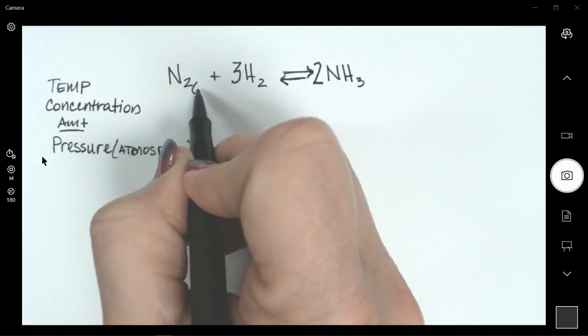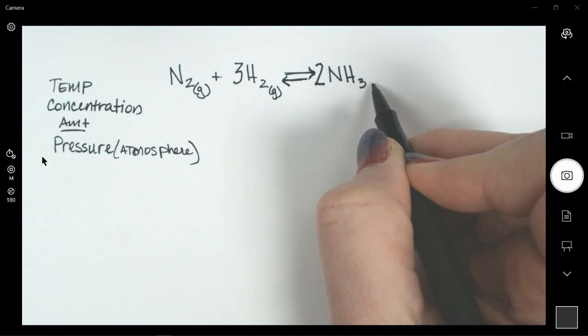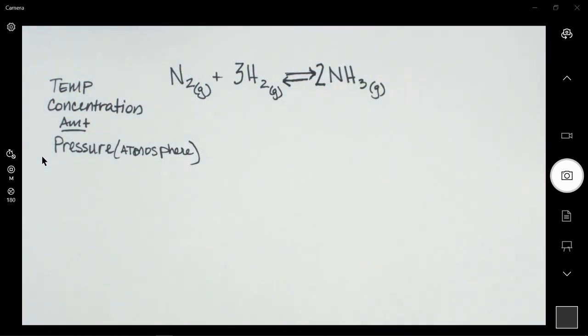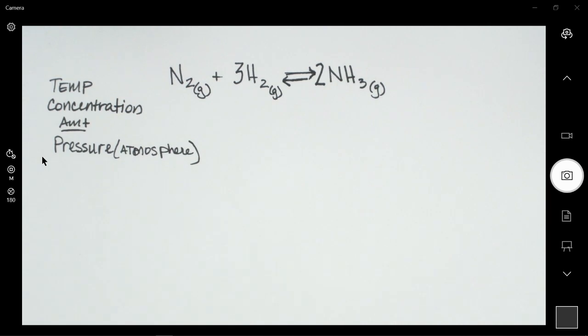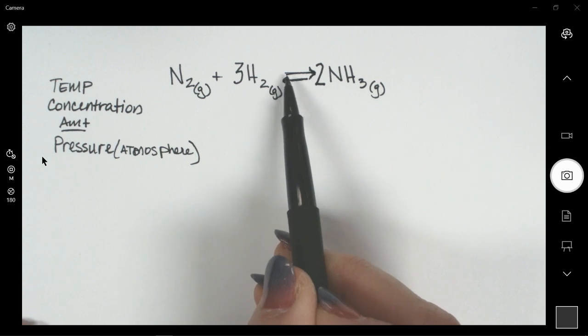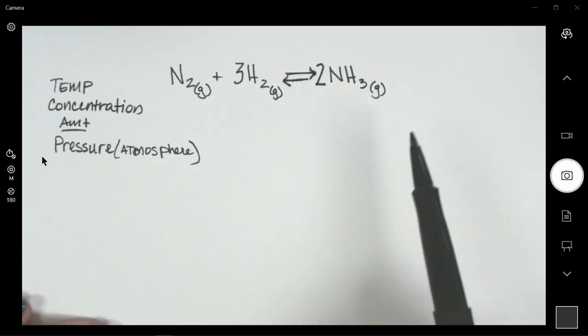Now, you may not know this, but this nitrogen gas and hydrogen gas actually yield ammonia gas. So they are all the states of matter. You need nitrogen, hydrogen, but ammonia is also in the gaseous state. So do we understand equilibrium? So you would see the arrows going both directions if we're looking at a reaction in equilibrium.